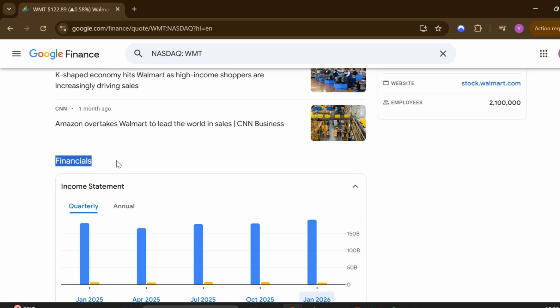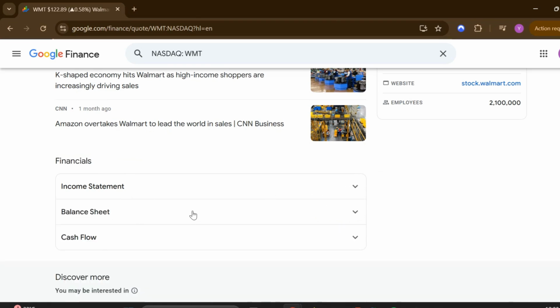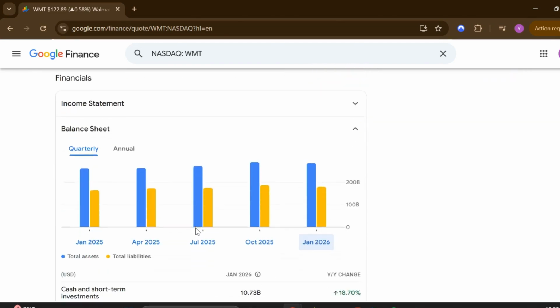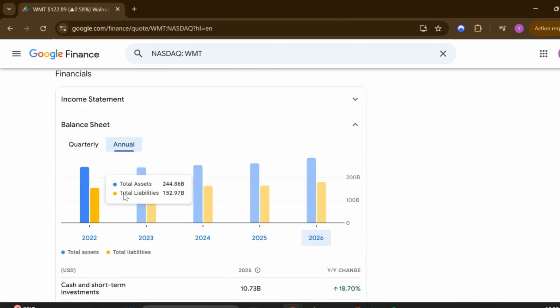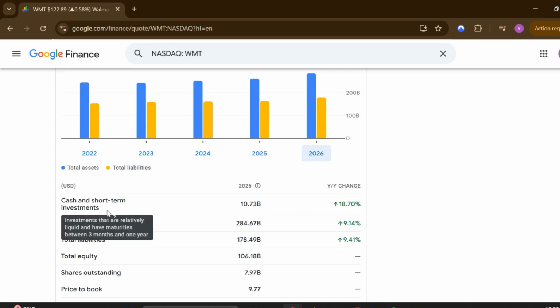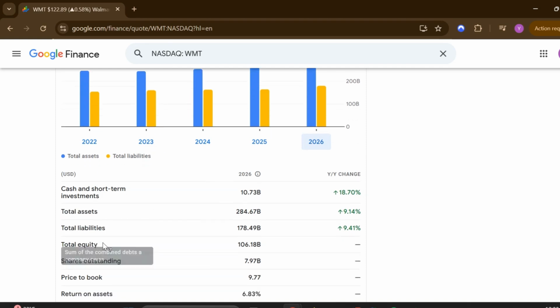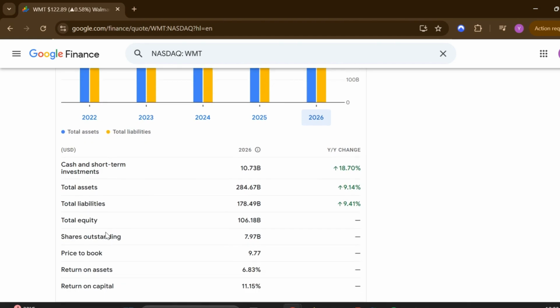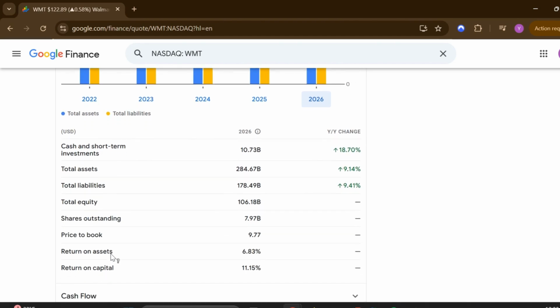Now, once the balance sheet is visible, you can use the drop-down menu to view it on a quarterly or annual basis. Here you'll find detailed metrics such as cash, total assets, liabilities, equity, outstanding shares, price to book, return on assets, and return on capital.